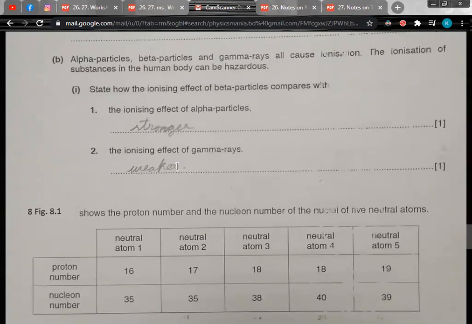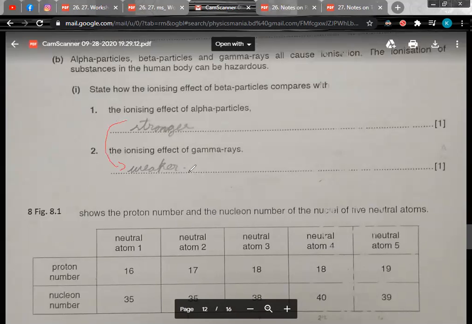So here was one technical error with grammar. Can you read the question: state how the ionizing effect of beta particles compares with the ionizing effect of alpha particles? Yes, sir. I also did it the last time. Yes, this is weaker, okay, weaker. It will just be reversed like this. Yes, it's the understanding of grammar. That's it. Okay, then next question number 8.